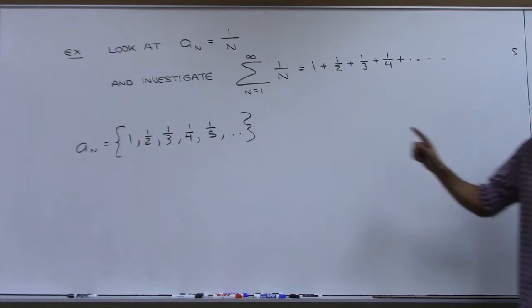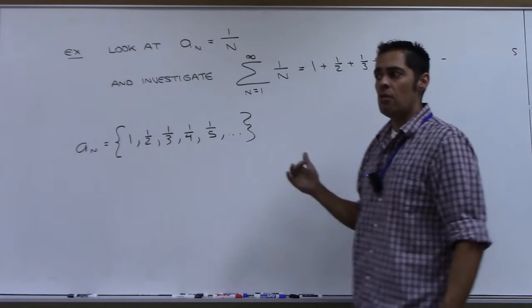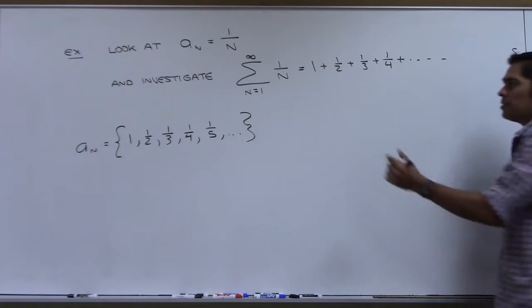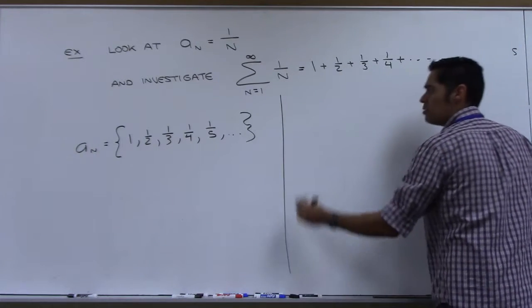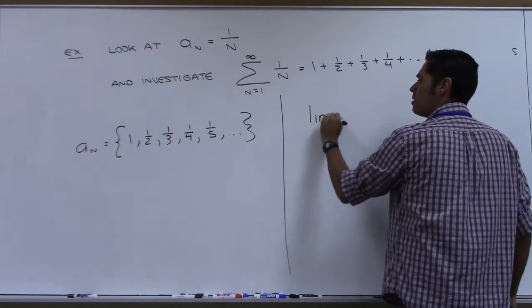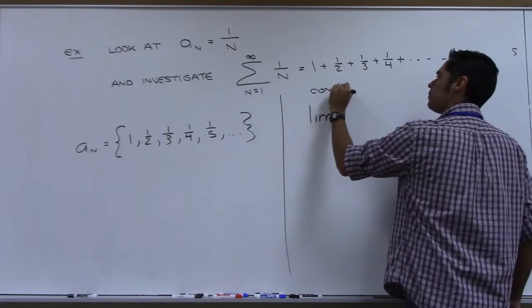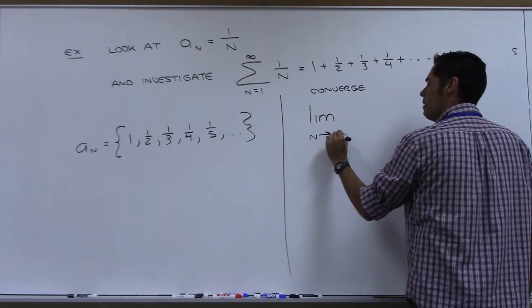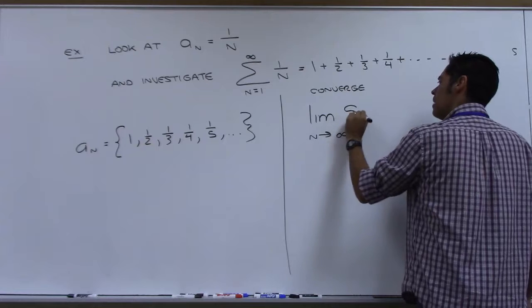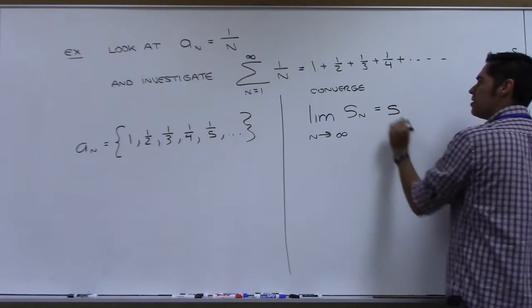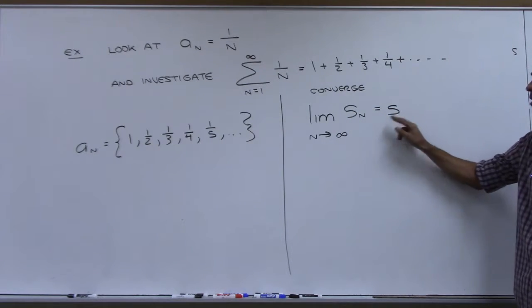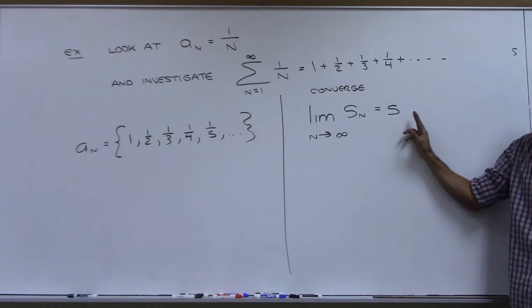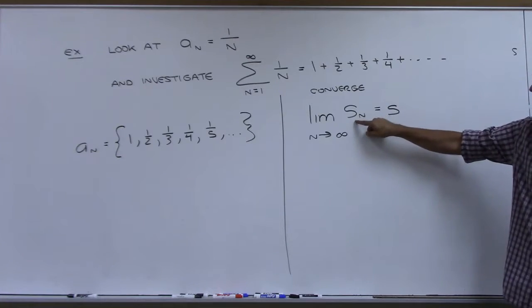But I want us to investigate it, because I'm trying to get you to understand what it means to show convergence of a series. So look back at the definition I put up there a second ago. For it to converge, we needed the limit as n goes to infinity of s sub n to equal some s. That's what we needed. We needed this limit to be a number.